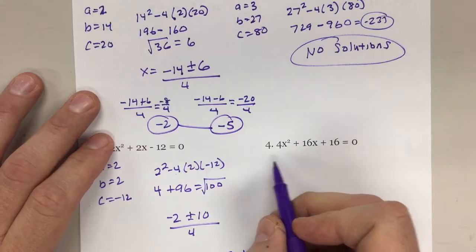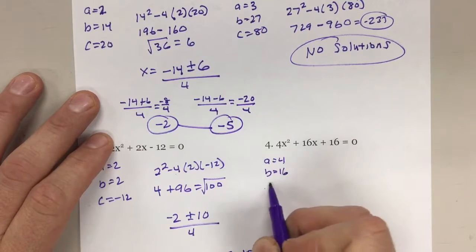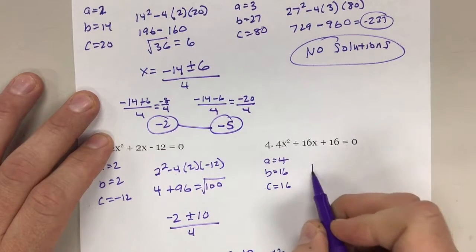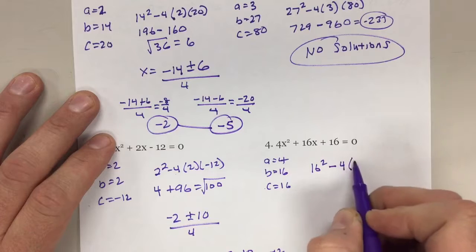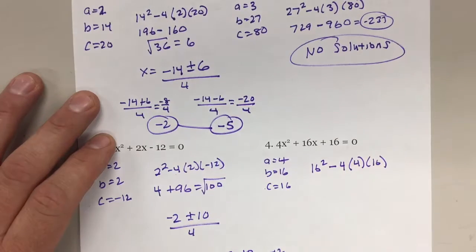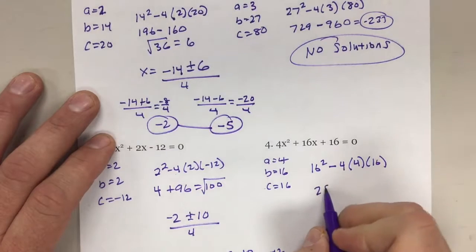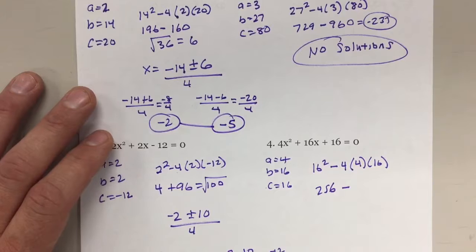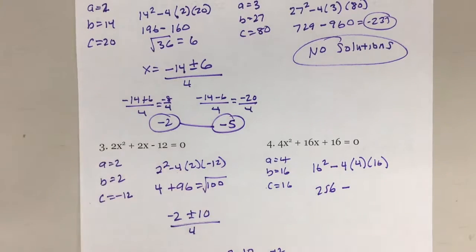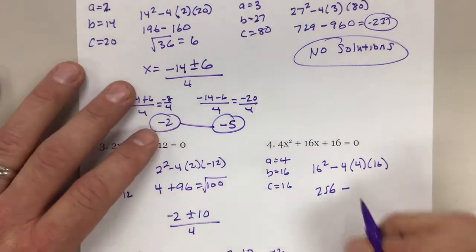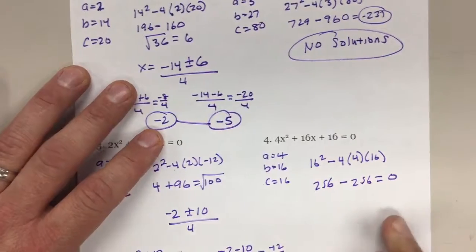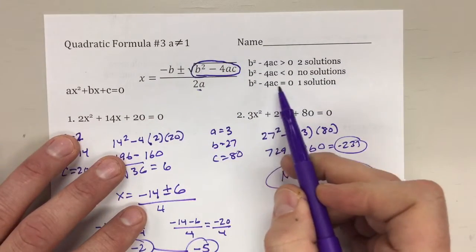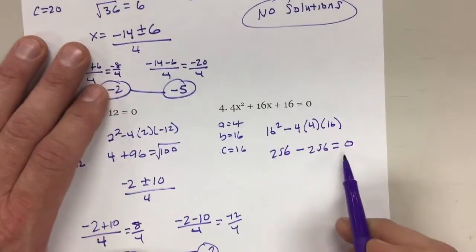Now, number 4, a is 4, b is 16, c is 16. So I'm going to take b squared minus 4 times a times c. So 16 squared is 256. And then 4 times 4 is 16, times 16 more, let's see, 4 times 4 times 16, 256. So 256 minus 256 is 0. And when b squared minus 4ac is 0, that means there's one answer. So this is 0, it's one answer.